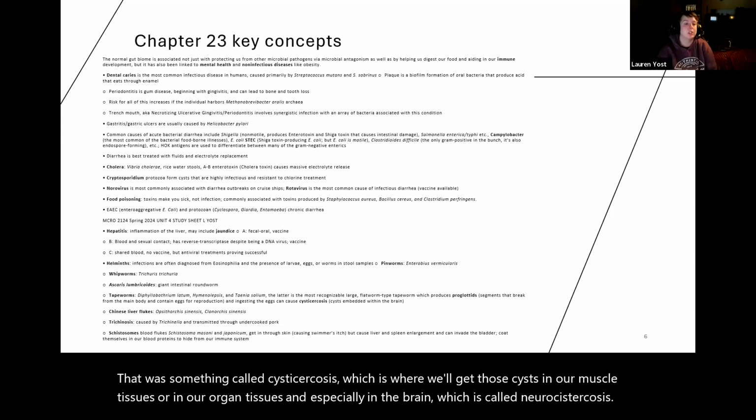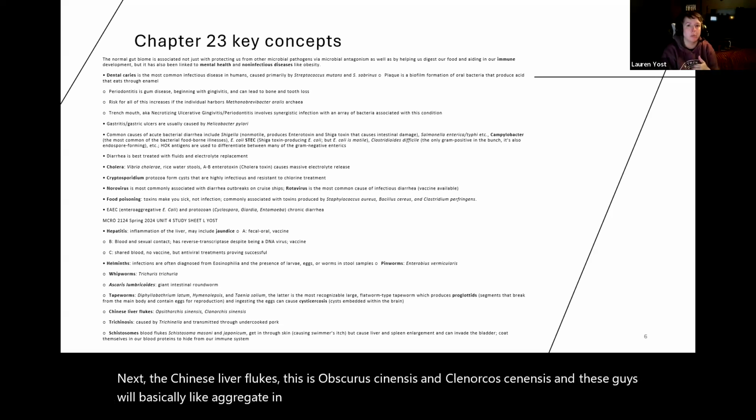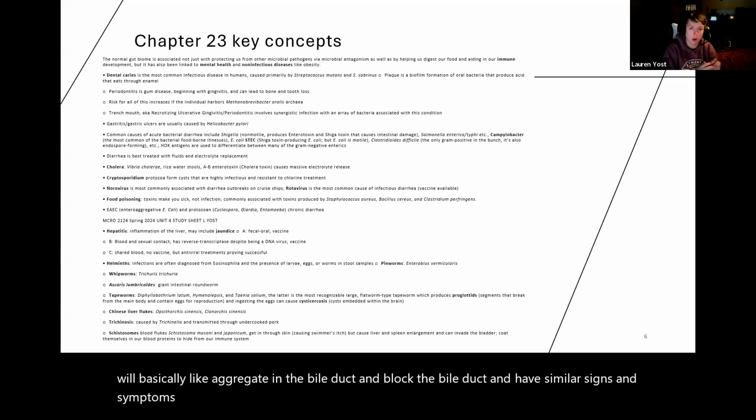Next, the Chinese liver flukes. This is Opisthorchis sinensis and Clonorchis sinensis. And these guys will basically aggregate in the bile duct and block the bile duct and have similar signs and symptoms to gallstones, but can also have the inflammatory liver presentation just associated with the infection.